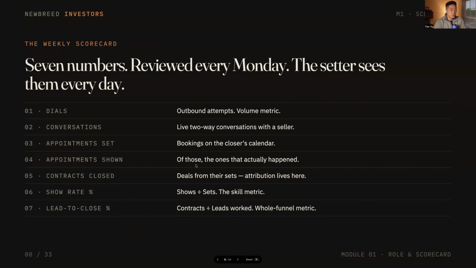So here are the numbers, the KPIs for your setters. This is a part of the sales scorecard that we have. So this feeds directly into the sales scorecard. So we obviously have marketing KPIs and then we also have sales KPIs. So sales KPIs, right here for a setter: the dials that they make every day, how many combos they have, right?